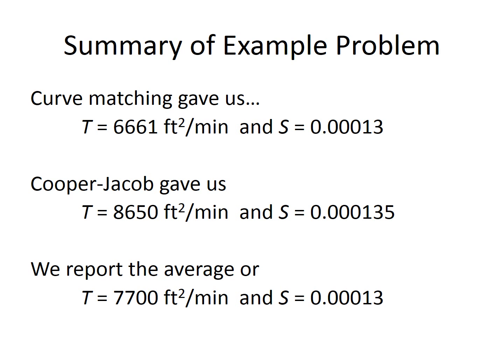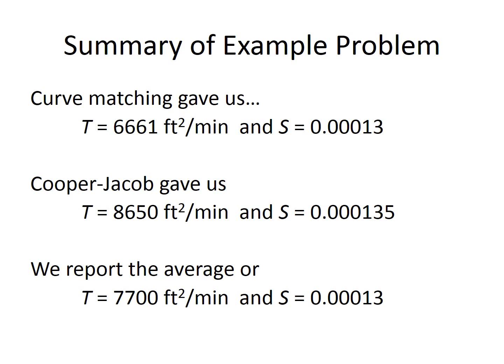I have associated PDF files where you'll see that I've shown you my plots and my hand calculations of transmissivity and storativity. The curve matching method gave us a transmissivity of 6,661 feet squared per minute and a storativity of 0.00013. And the Cooper-Jacob method gave us a higher transmissivity of 8650 feet squared per minute and storativity of 0.00035. In fact, the thing that's surprising here is how close the storativity values are. The transmissivity values might not seem like a very good match, but they actually are.